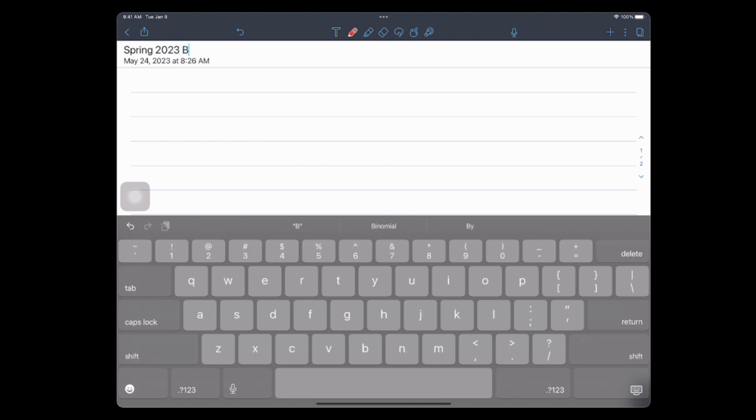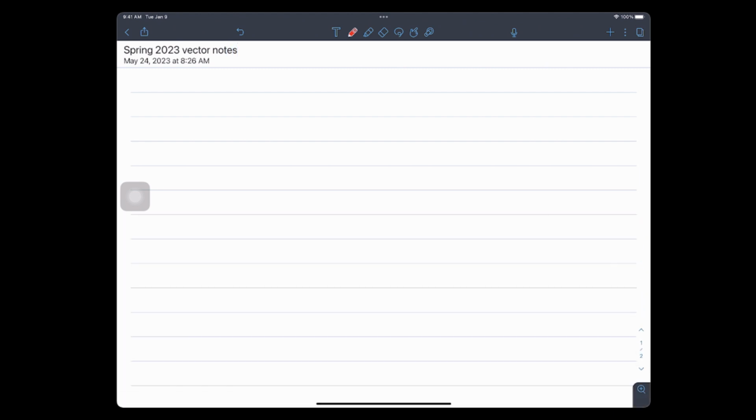We'll call that some vector notes. Okay. Give you a definition. This is going to be very important in your lives about vectors.